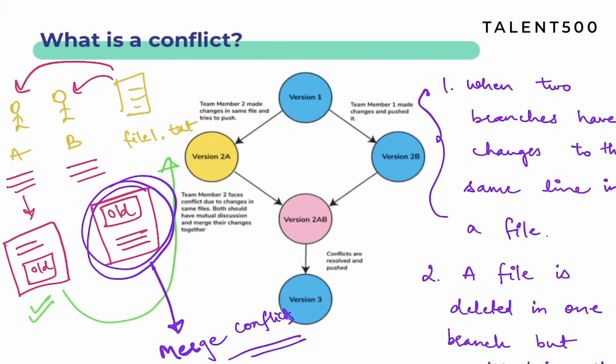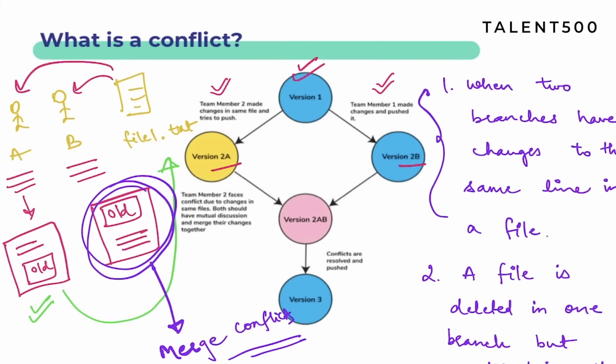Okay. Now, let's look here. What is happening? We have a version here. After this, we have a team member who has made changes to the same file and is trying to push, trying to send his changes. Similarly, we have team member one, who is also trying to make changes and push. Because of that, we now have two versions. One is 2A, another one is 2B.